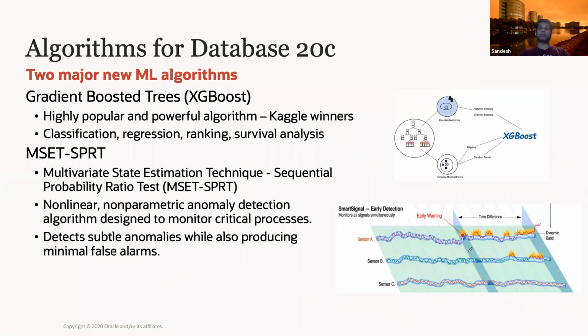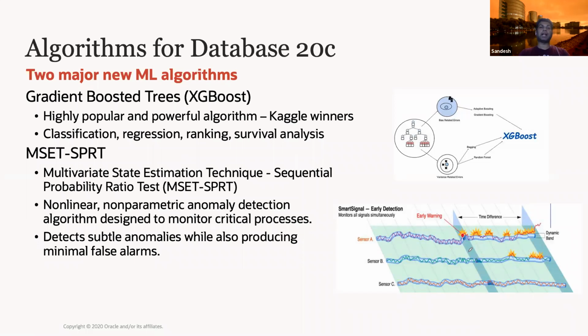These are two new algorithms that are present in Database 20c, which are basically called gradient boosted trees. XGBoost is a very popular algorithm for classification, regression, and survival analysis, as well as anomaly detection. And MSET-SPRT, which stands for multivariate state estimation technique and sequential probability ratio test, is something that we have implemented. It's used mainly for anomaly detection for monitoring critical processes. These are available as part of the database from 20c onwards.